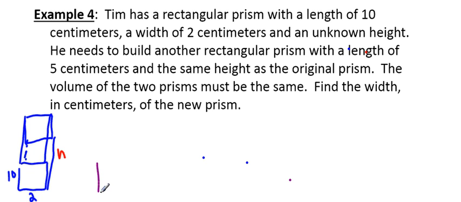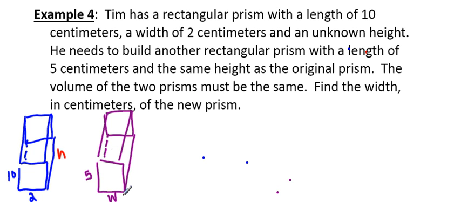I'm going to start out by drawing a second rectangular prism. This is going to be Tim's new prism. And in this prism, they tell us some more information. In the second one, they say the length is going to be 5 centimeters. The width, we really don't know. We're going to call it w. But they do tell us that the height is going to be the same as the original. Now I called the height h in my original, so I'm also going to call my height h in the new one. I know that I can find the volume of any rectangular prism simply by multiplying length times width times height.